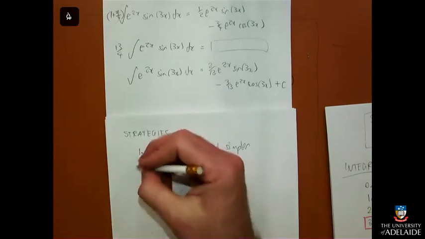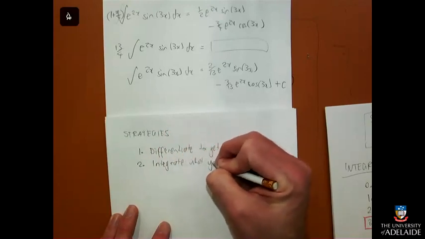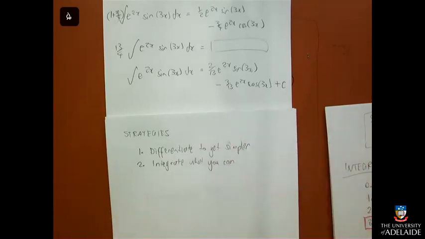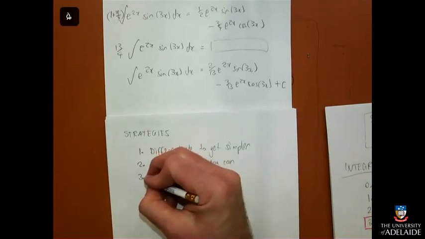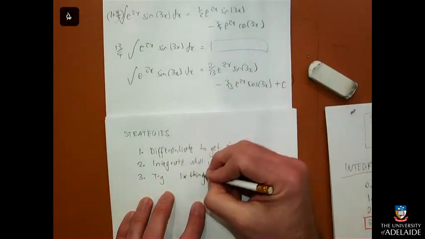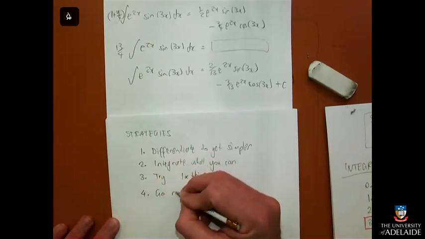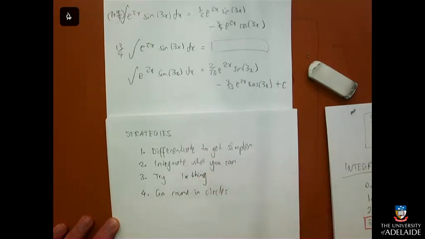Strategy number 2 is integrate what you can. So I didn't know how to integrate arctan, so I couldn't make it be the one that had the dash because it would be integrated. Strategy number 3 was try 1 times the thing. And strategy number 4 was go round in circles, which is really just code for keep an eye out for the original integral. If at any point you come back to where you started, then you can do that trick where you put them both on the same side and you end up with the integral disappearing. There you go, that's integration by parts.